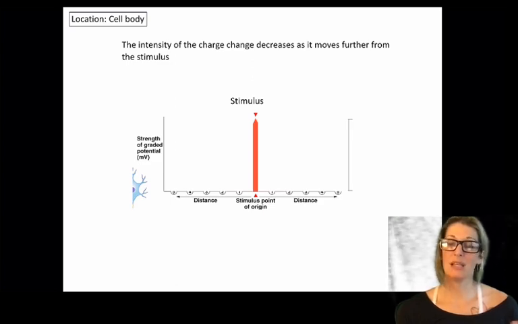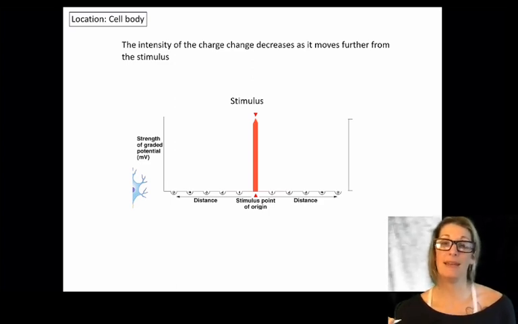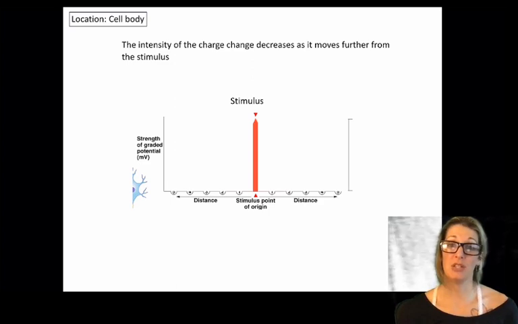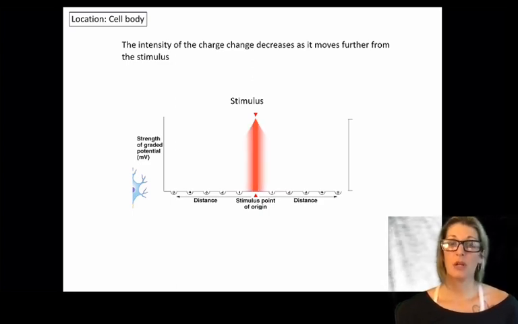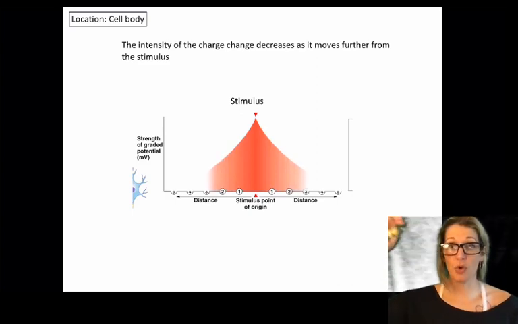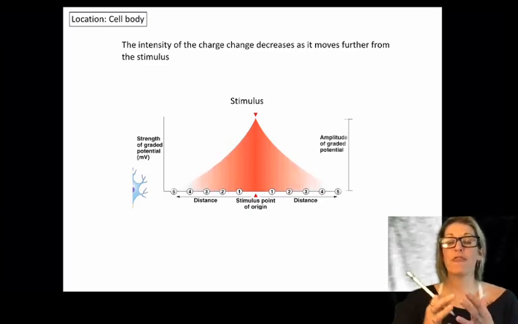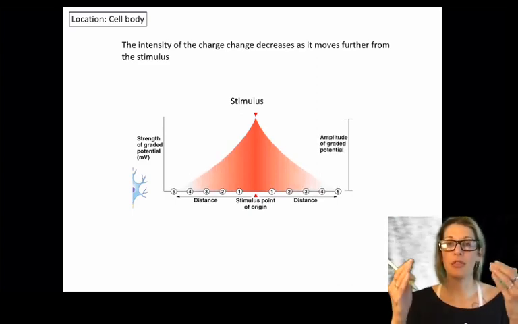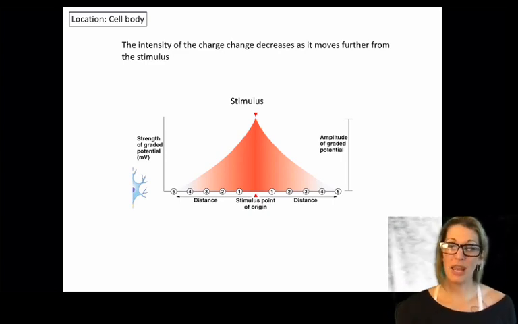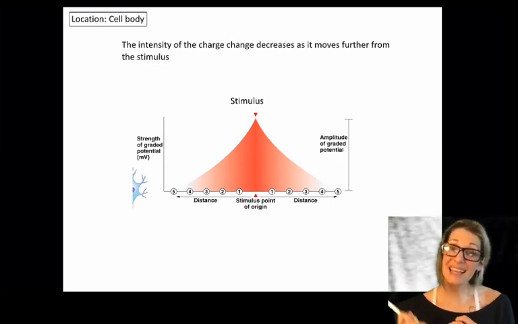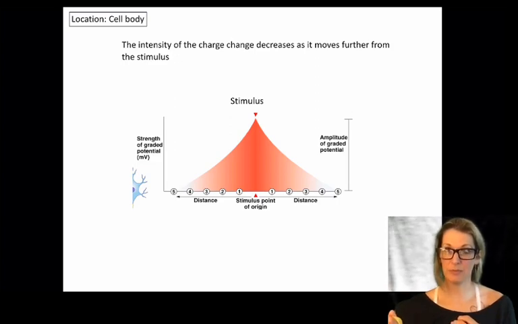And that stimulus causes gates to open. If the stimulus is strong enough, if we get enough gates opening, if we get enough sodium flooding in, we change the membrane potential. The reason that this is called a graded potential is because it loses strength as it moves away from the stimulus. So at the stimulus, it is the strongest. The further we move from the stimulus, the weaker the change in membrane potential is. So the less of a change in membrane potential we have.